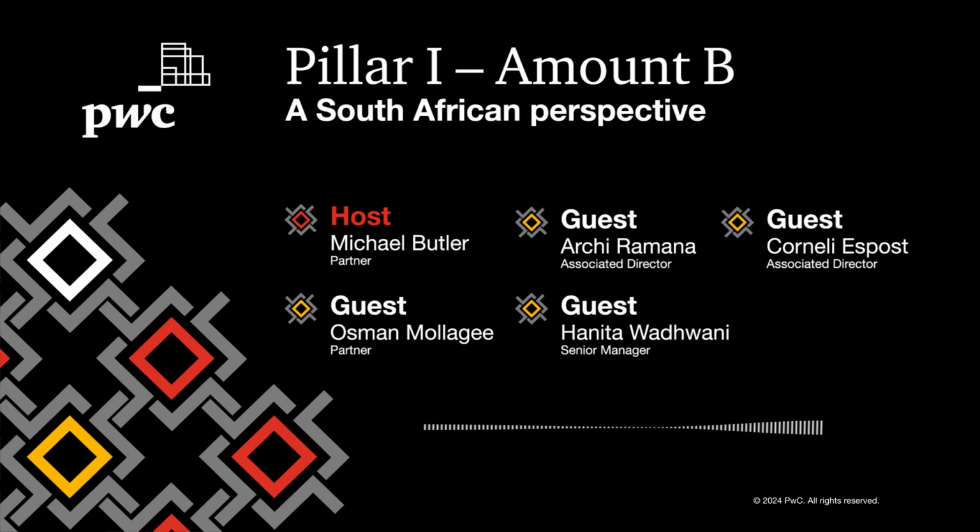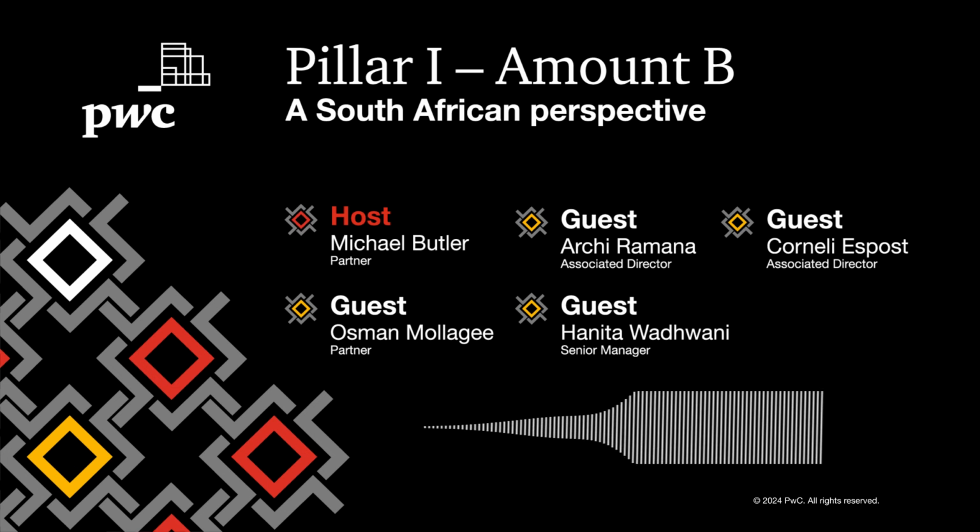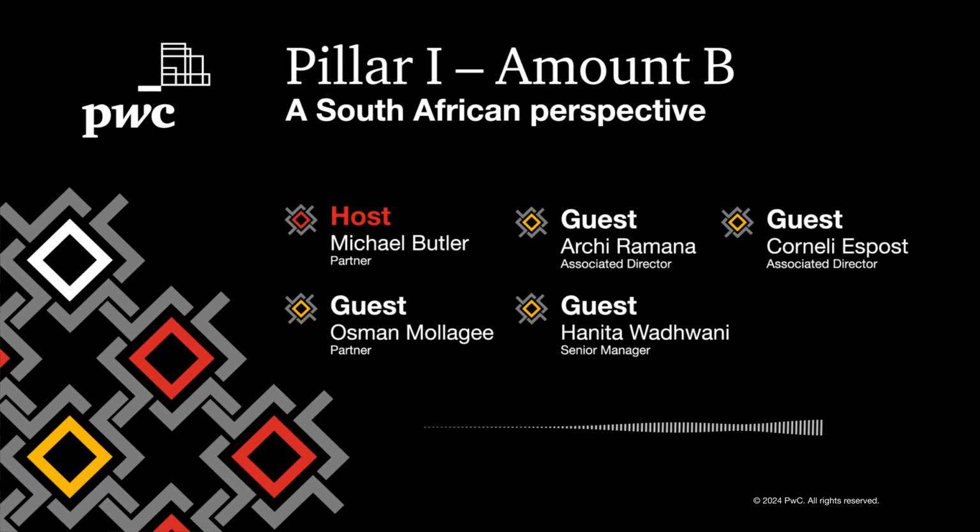Osman, maybe you can sort of unpack this for us. What are the main challenges and uncertainties that may arise from Amount B? Thanks, Michael. I think you probably just touched on the main one, but I'm probably just going to be summarizing and touching on some of the things that Cornelia and Anita and Archie already covered.